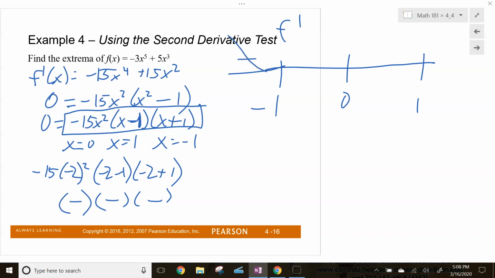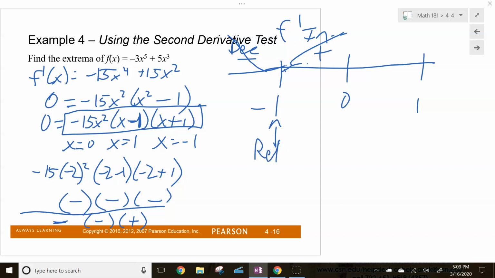Plug in like -0.5, and I've got a negative, and then negative a half minus 1, I get another negative. Negative a half plus 1, I get a positive, so this will end up being positive, so then we increase, right? So we decrease, then we increase. Well, if I decrease and then increase, by the way, if I do my f double prime at negative 1, I know I have to have a relative or local min right there, right?